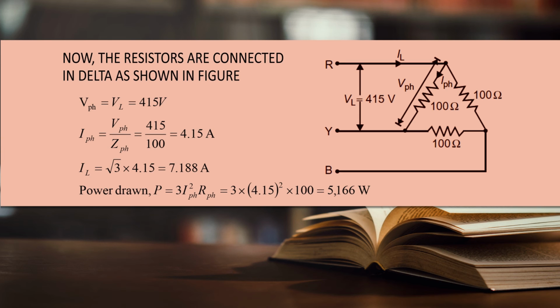Now you have the phase current, and the line current is root 3 times the phase current. Just put the value of I phase, and IL comes to 7.188 ampere. Now you have to calculate the power drawn. The power drawn for all three phases is 3 times I phase squared times R phase. Just put the values of I phase and R phase, and it comes to 5166 watt.